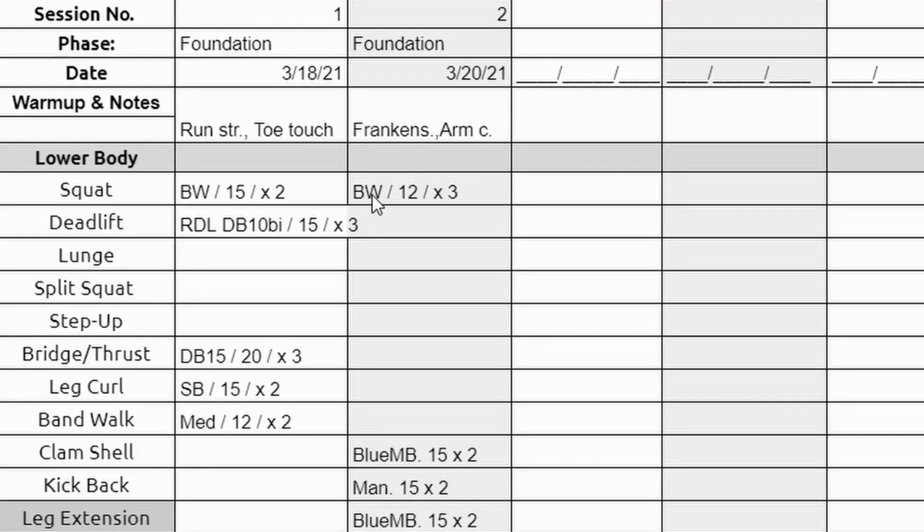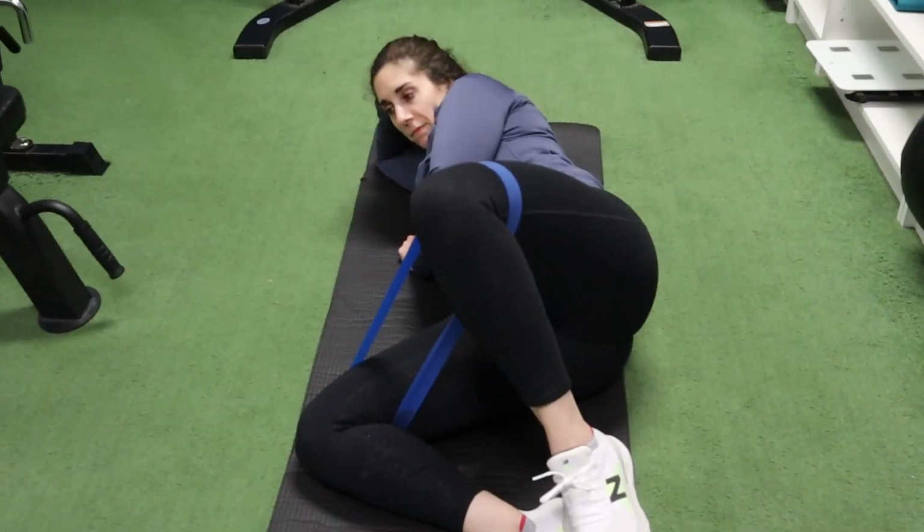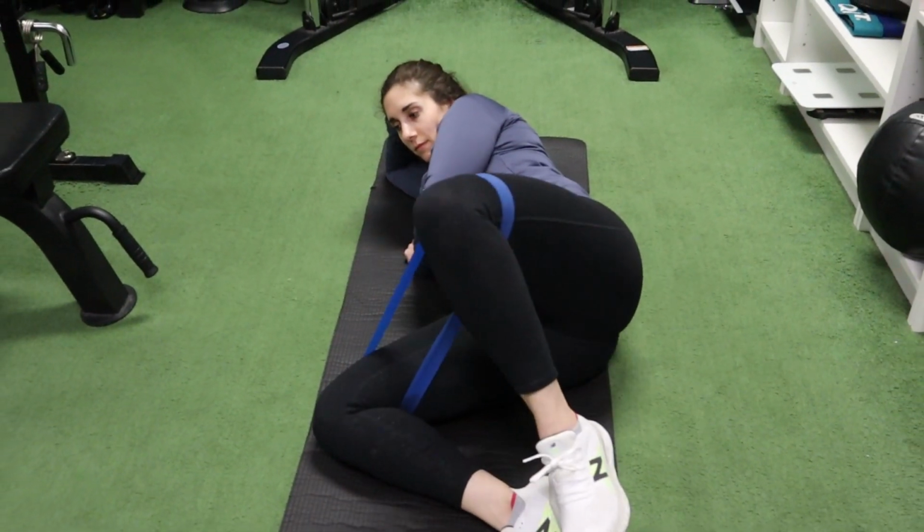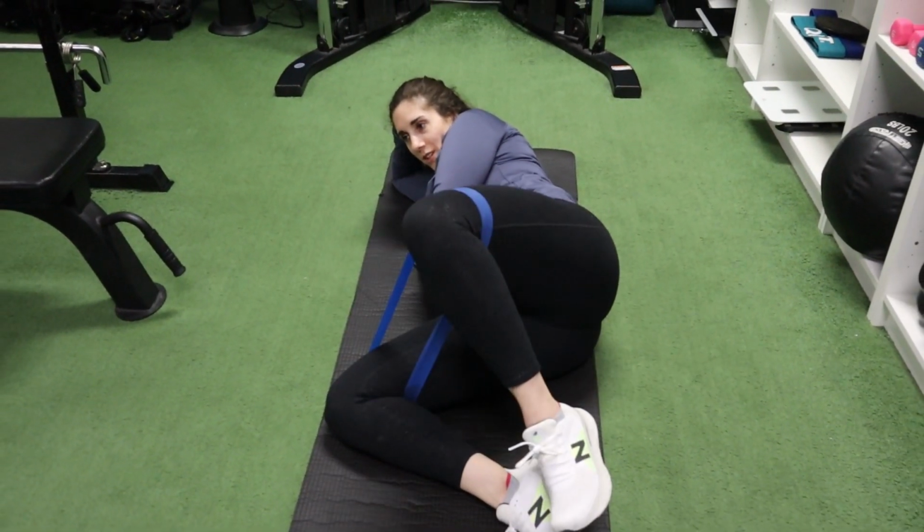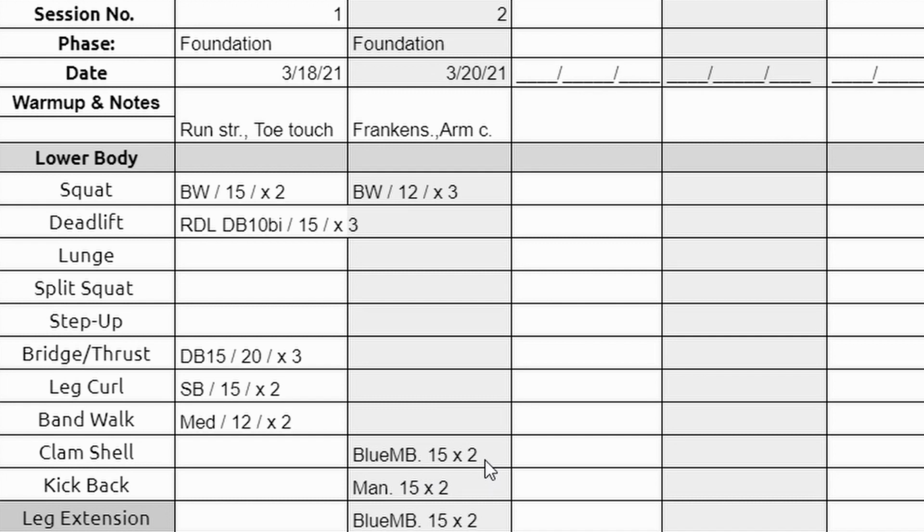On our second session, we did bodyweight squats again. This time we did fewer reps, but we did do an extra set. We then did clamshells with a blue mini band. Clamshells happen to be a really good exercise for glute medius, which is typically a muscle that's going to be too weak on most people and helps to stabilize the knee.